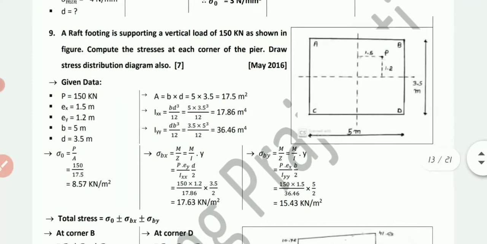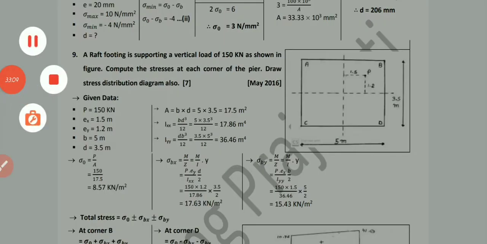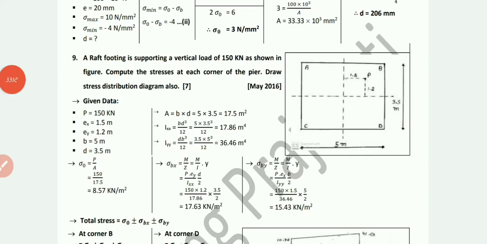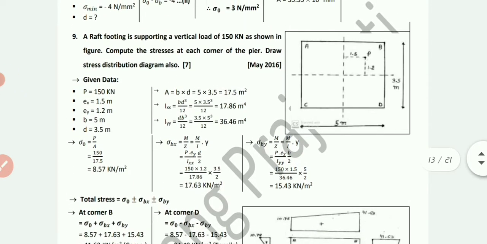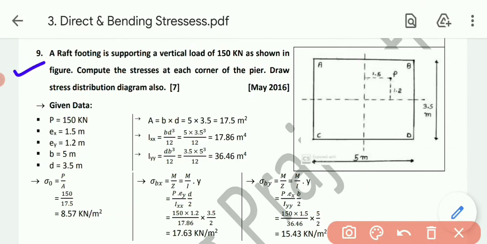Now coming back to the main kind of examples, that is example number 9. So now let's start with example number 9. These are the examples which have been continuously asked in the examination for 7 marks. And this is quite a long example also.